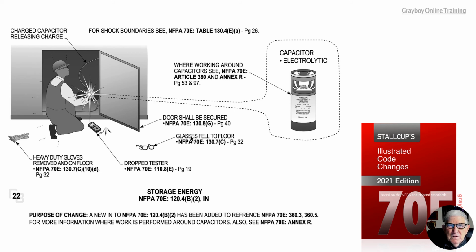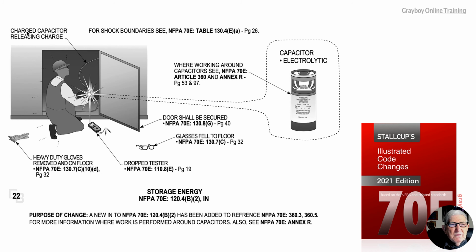And notice it was such a shock, the glasses fell on the floor, which we can read more about safety glasses in 130.7(C) on page 32. The shock, when he got hit, he dropped his tester. 110.8(E) talks about these testers, page 19. We reviewed testing using testers.